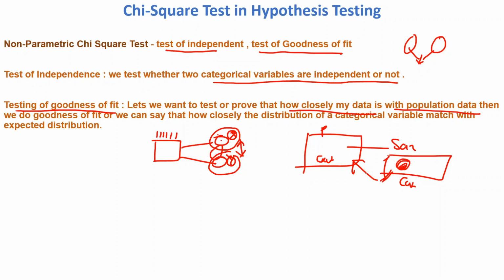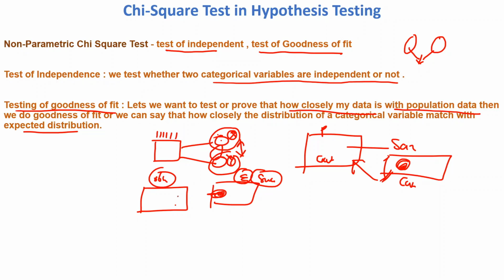This is called goodness of fit, or we can say how closely the distribution of the categorical variable matches the expected distribution. This is your observed value. I observed that he is a good boy, and our expected value is that he is not a good boy. So how closely does this particular data match this data? This type of comparison of categorical variables can be done using the chi-square non-parametric test. So let's understand this by one example.